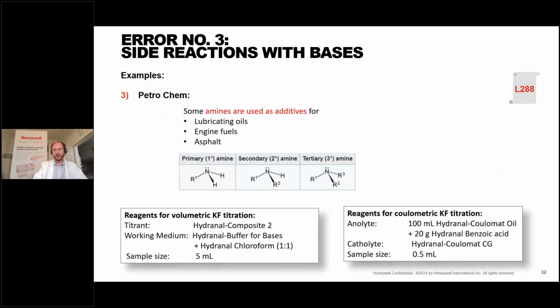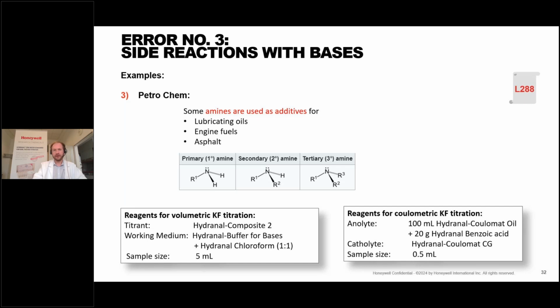In the petrochemical industry, they often apply amines as additives for lubricating oils, engine fuels, and asphalt, just to give some examples. If you see that one of your oil samples contains amines, then we would also recommend using a mixture of buffer for bases with chloroform, a solubilizer. In case of the coulometric titration, you can use Coulomat Oil with 20 grams of benzoic acid to minimize the impact of the amines.